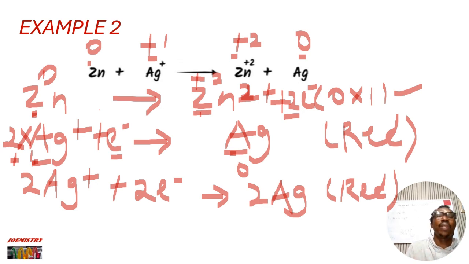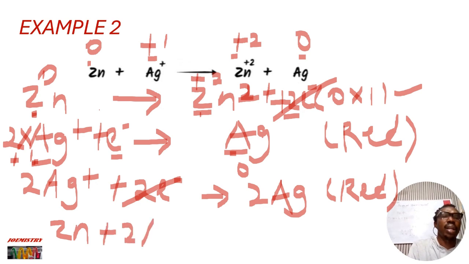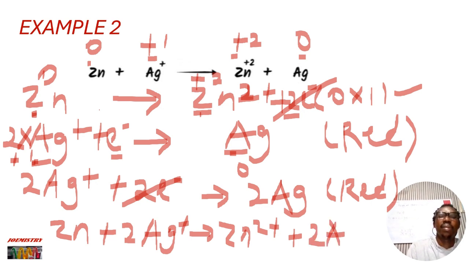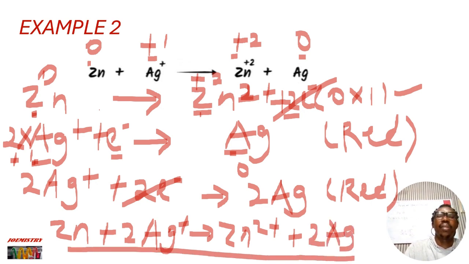So we have to add the two half cell equations to get the net equation, the balanced ionic equation. So electron gain and electron loss will cancel out. So add the reactant of the oxidation half cell to the reactant of the reduction half cell, and the product of the oxidation half cell to the product of the reduction half cell. So it will now be what? Zinc plus 2 moles of silver ion to give you zinc ion plus 2 moles of silver. So this is the balanced ionic equation.